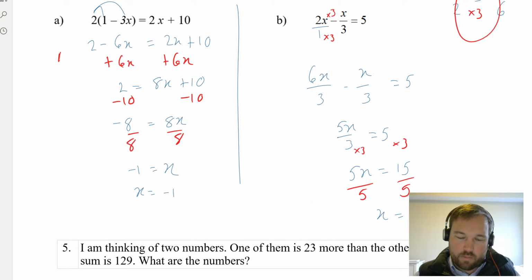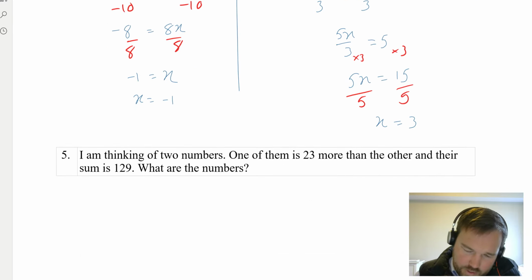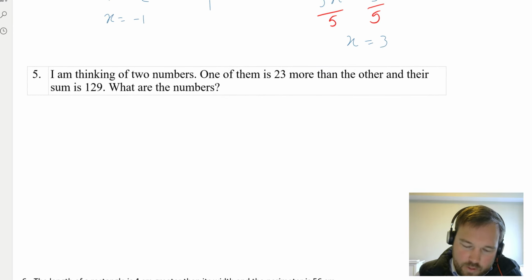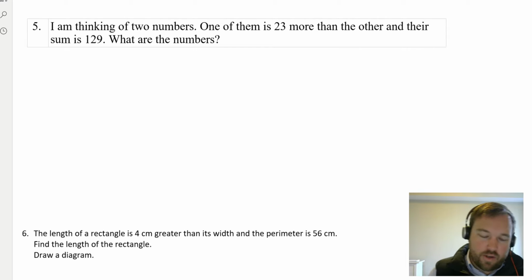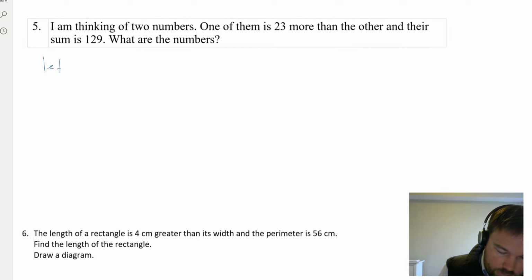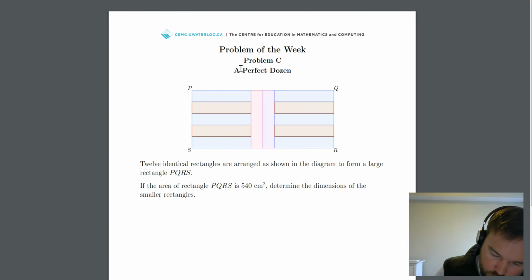Alright, word problems. Everybody's favourite. I'm thinking of two numbers. One of them is 24 more than the other, and their sum is 129. What are the two numbers? Alright, so I would say let the lower number be x.